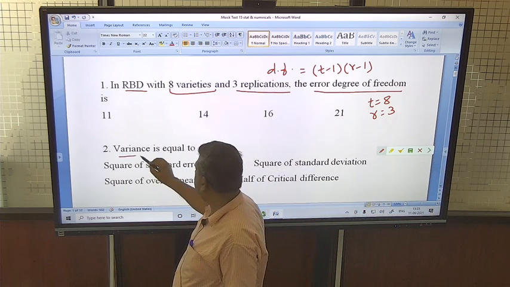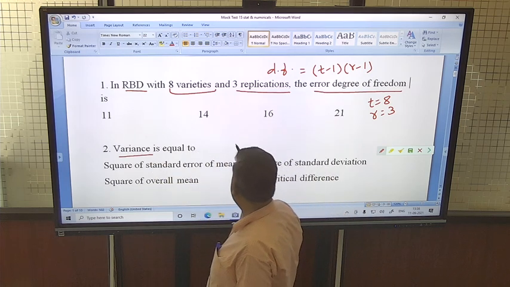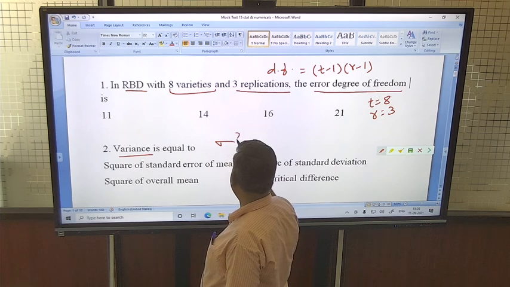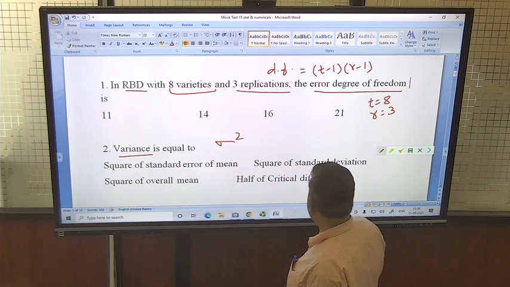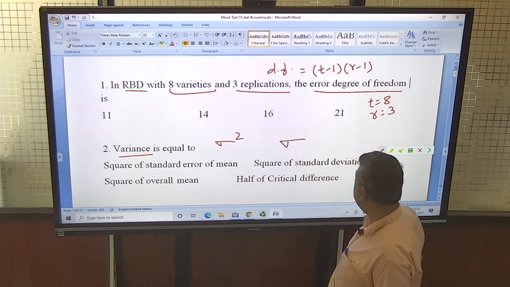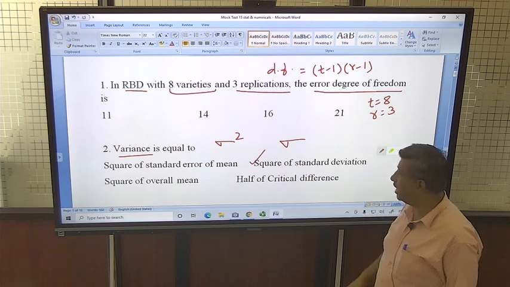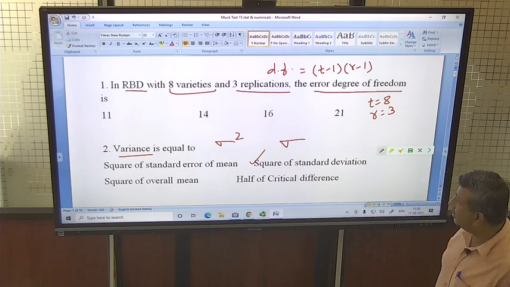Next question is: variance is equal to. So this variance is represented as sigma square, and this sigma is standard deviation. So it means it is the square of standard deviation.